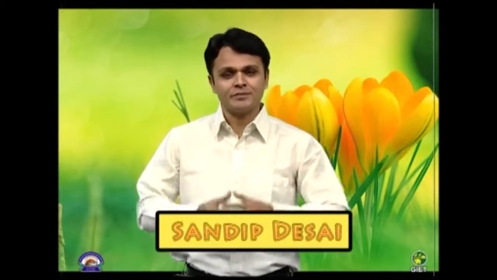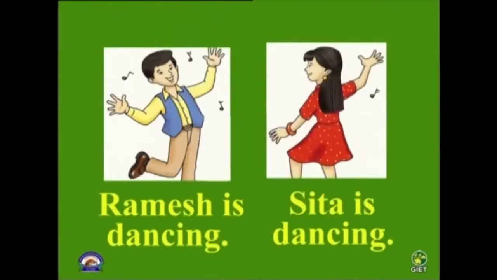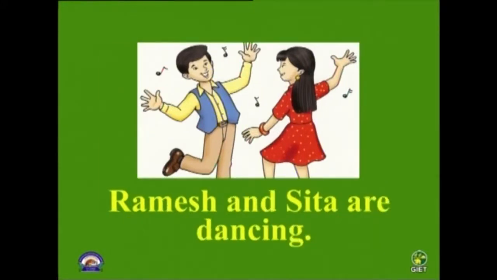Good morning. Let's do one activity. You will see some pictures on the screen with sentences. Now children, look at the pictures carefully. 1. Ramesh is dancing. Sita is dancing. Ramesh and Sita are dancing.